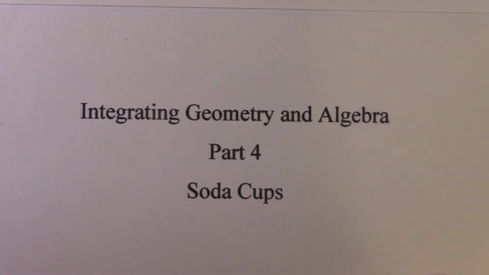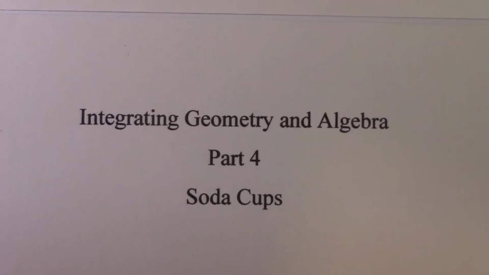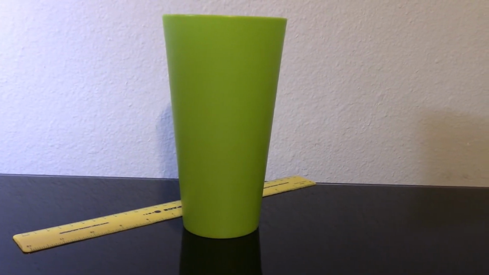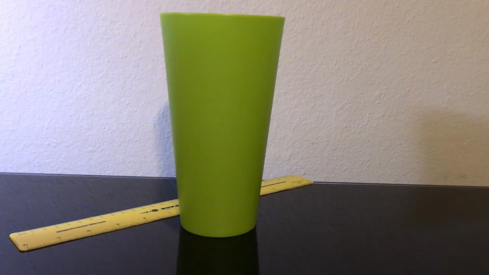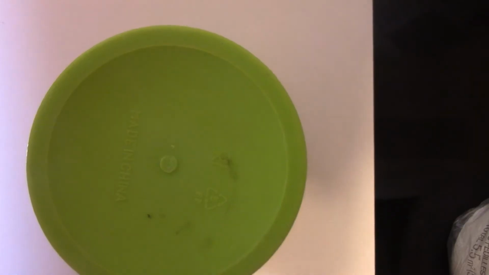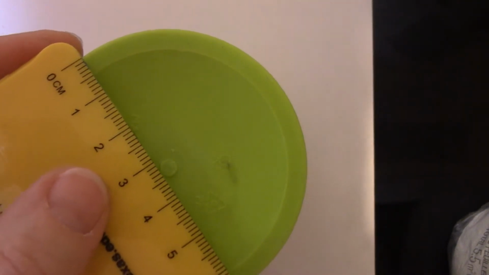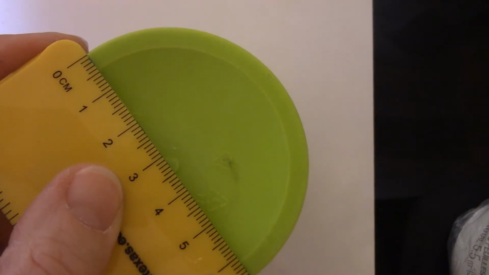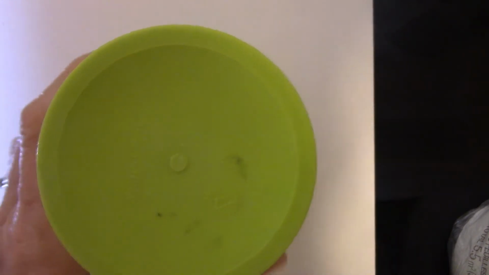In this video, we're going to use geometry and algebra to find the volume of a soda cup. The materials that I'm going to use are a large glass and a ruler. I'm going to use the ruler to measure the diameter of the bottom of the cup, just 6.5 centimeters.